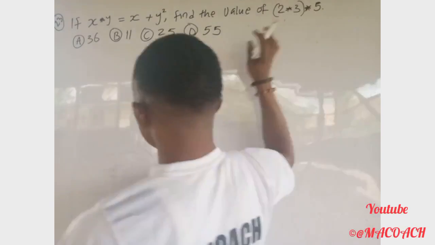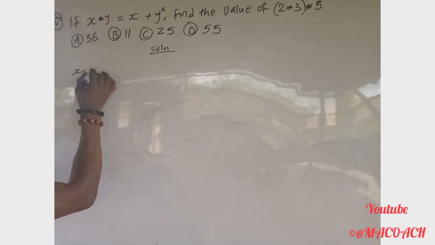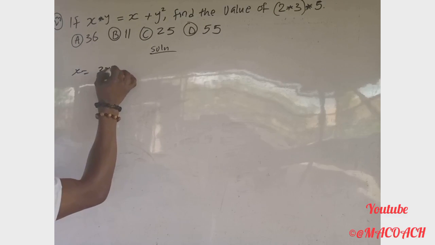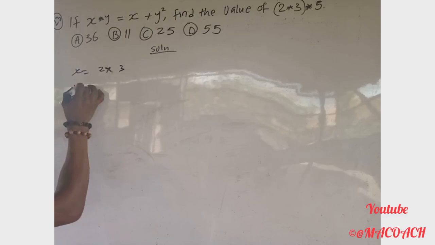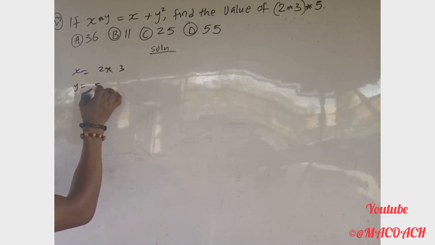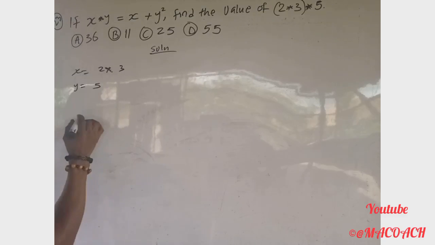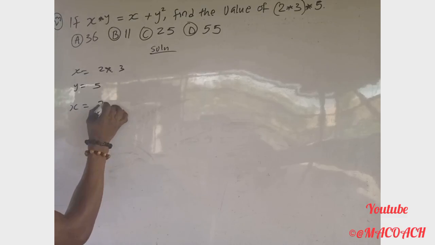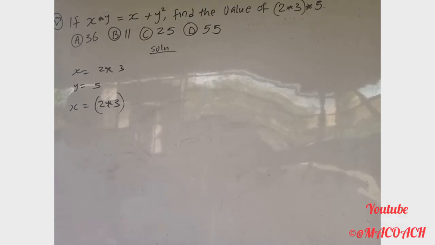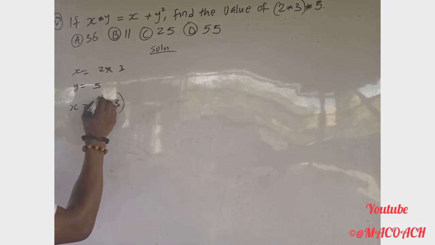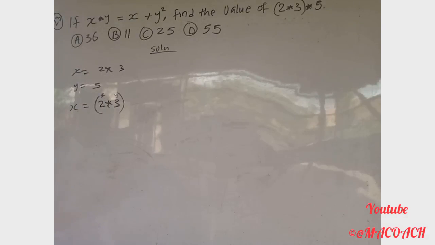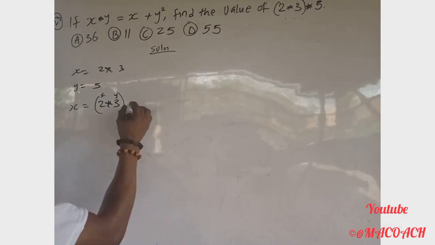So now if you say it like this, we have our s equal to 2 star 3, and our y equal to 5. In this aspect, let's solve this s first. For s equal to 2 star 3, we have it as this. And here we have the expression that states s star y, so our s is equal to this, our y is equal to this, according to this expression we have here.